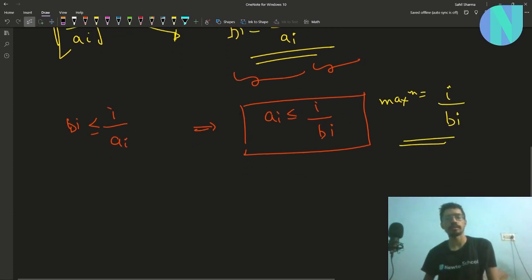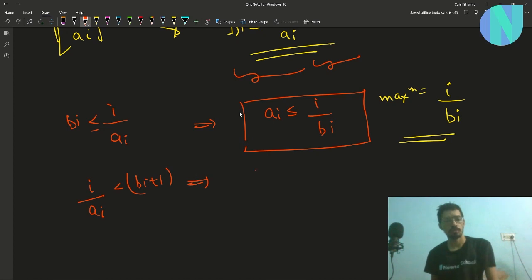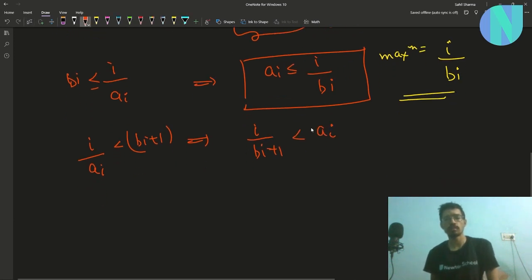Similarly, if you solve the right side of the inequality, you have i over ai is less than bi plus 1. Again, you swap these two values, and you get i over bi plus 1 is less than ai. As you can see here, we don't have an equal to sign here. So as we are only concerned with integral values of ai, we are only concerned with integral values of ai.